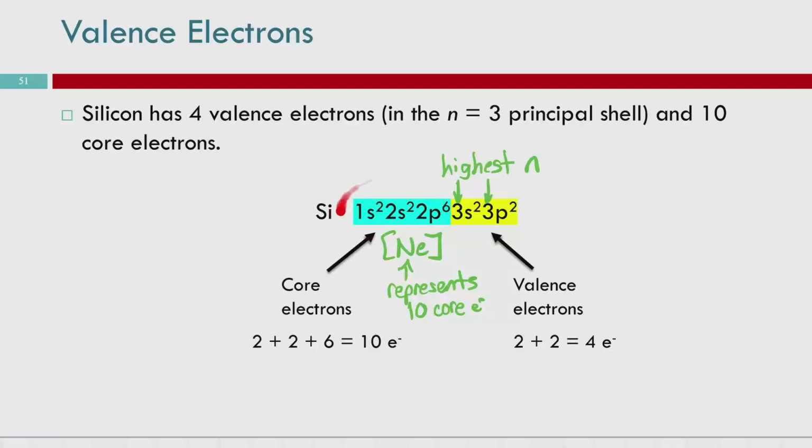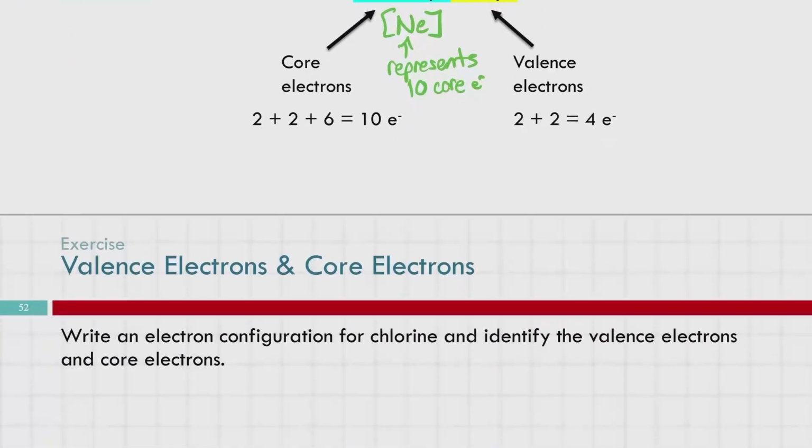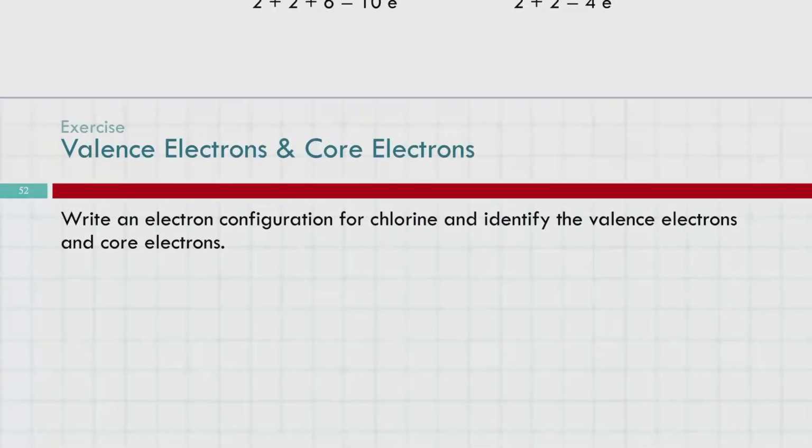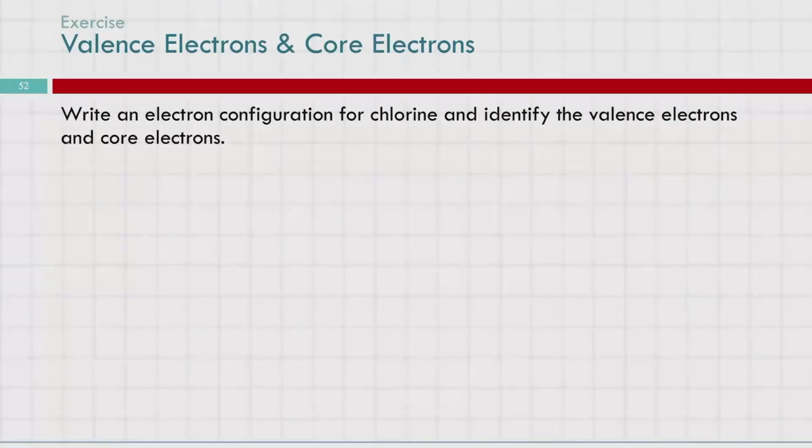Everything else would be core electrons, and if we use our noble gas shortcut, then that represents all of our core electrons. In this case, it's neon, so that has 10. If we were down a row, then it would be argon, which has 18, and krypton, which has 36, and so on and so forth. Let's do an electron configuration for chlorine and figure out the valence electrons and the core electrons. We'll do it the long way.